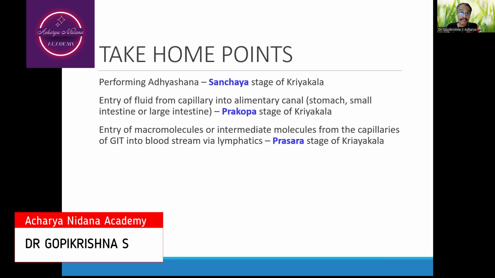And thereby the person will be showing symptoms related to the lower limb. That is the Vyakta stage of Kriyakala. Later, as the disease progresses, this can be categorized under the Bheda stage of Kriyakala. Thus, we can know the overall understanding of Kriyakala.